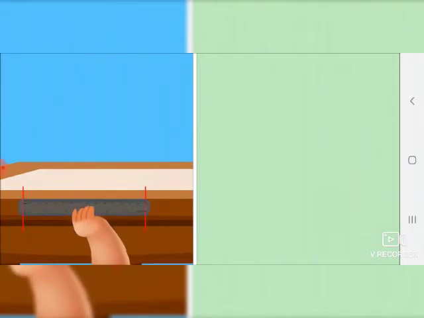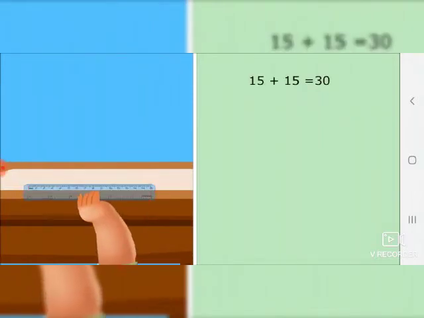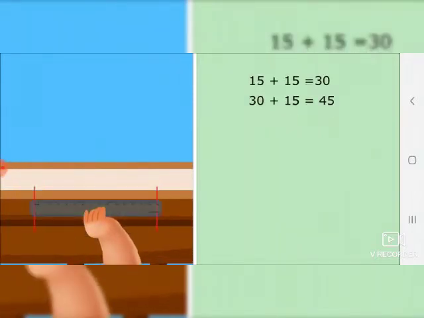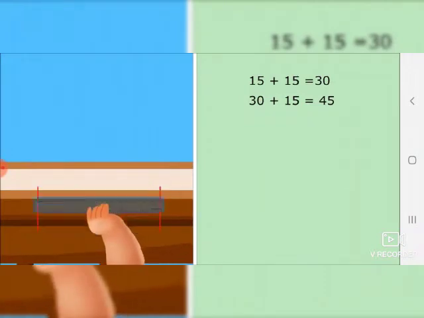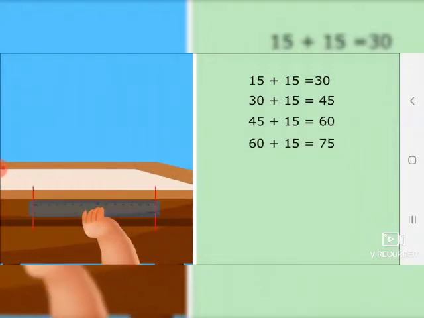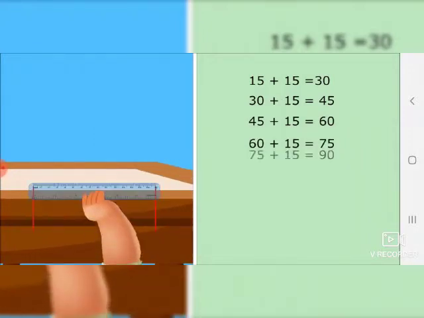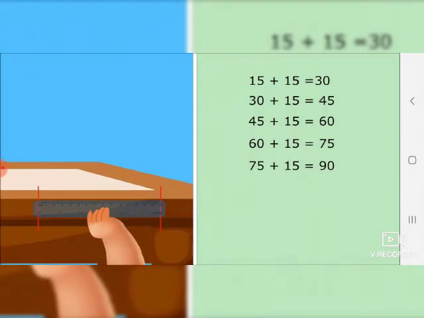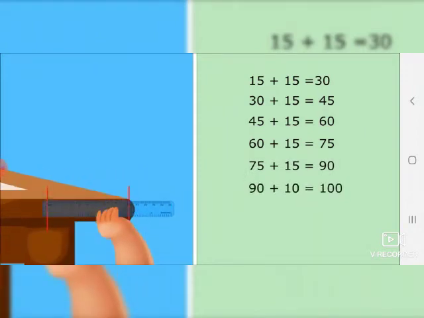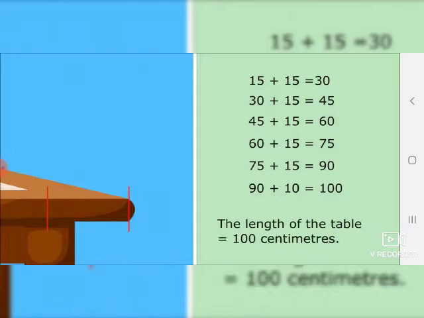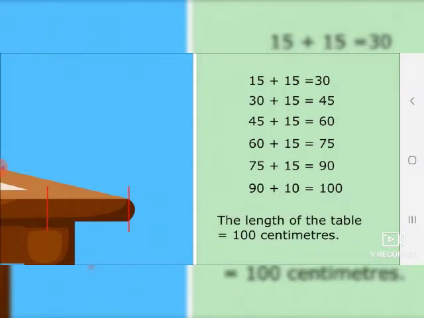Neil says yes and starts measuring as 15 plus 15 is 30, 30 plus 15 is 45, 45 plus 15 is 60, 60 plus 15 is 75, 75 plus 15 is 90, and 90 plus 10 is 100. That means the length of this table is equal to 100 centimeters. Mrs. Ria pats Neil's back and says, "Very good. It's the correct answer."